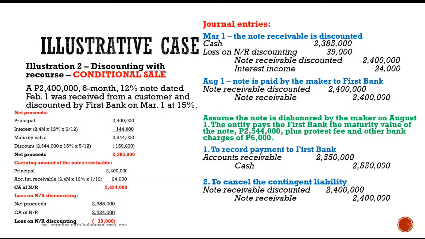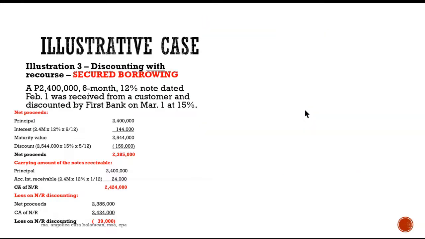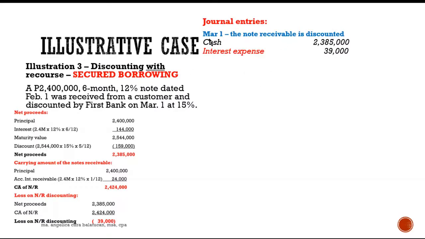Okay, that is the note discounted with recourse as a conditional sale. The second way to account for the discounting of the note with recourse is through secured borrowing. But actually, the amounts are the same. The only difference is the account title that we are going to use. So in the next one for secured borrowing, on March 1, you debit cash, but this time, instead of loss on note receivable discounting, we use interest expense.